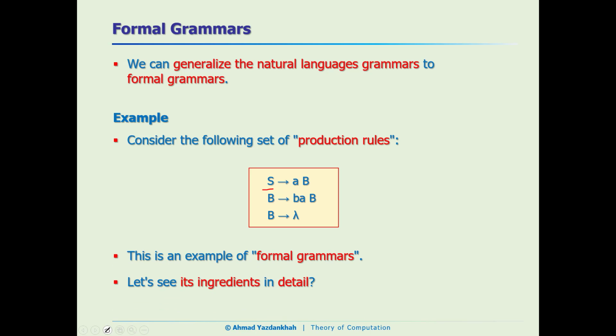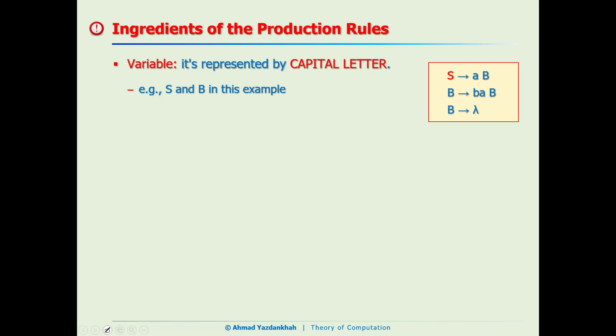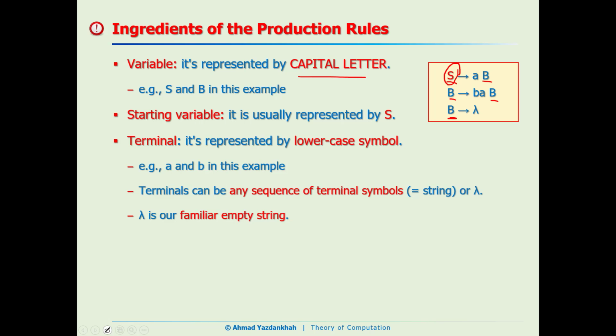Now, let me talk in detail about its ingredients. So for the variables we use capital letters like this S, this B, you see. The starting variable always is S unless we specify something else. The terminals are represented by lowercase symbols like this a and this b, and also this lambda that is our familiar empty string.